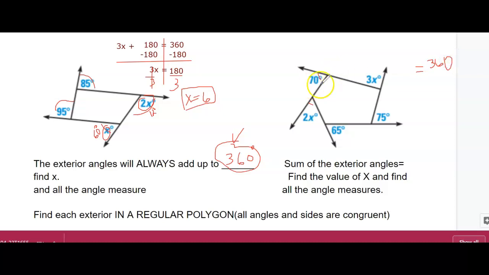Add up all the angles. First do the x's, right? 3x plus 2x. What is 3x plus 2x? Good, that's 5x. So I'm going to put 5x plus, now add up 70 plus 65 plus 75. What do you get? Okay, so 3x plus 2x is 5x plus 70 plus 65 plus 75, which should have given you 210. Then you just subtract 210, exactly the same way you did this, and then divide by 5. Go ahead and do that.